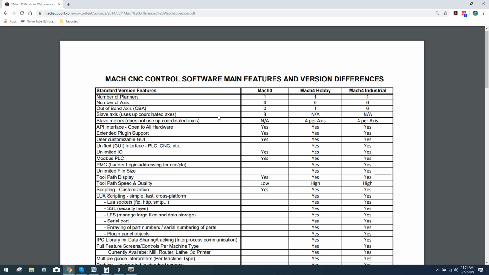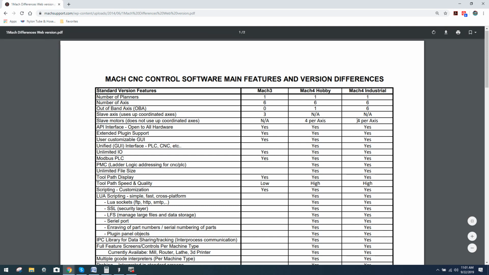Slave axis uses up coordinated axis. With Mach3, you'll get three of those. Once again, using up coordinated axis, you're going to limit yourself with the available axes you have, the more axes you slave in Mach3. That's not available in any Mach4 for that matter. And coming over here, slave motors do not use up coordinated axis. Mach3, you don't have that. It's not available. But under Mach4 Hobby, you get four per axis, and Mach4 Industrial, you get four per axis.